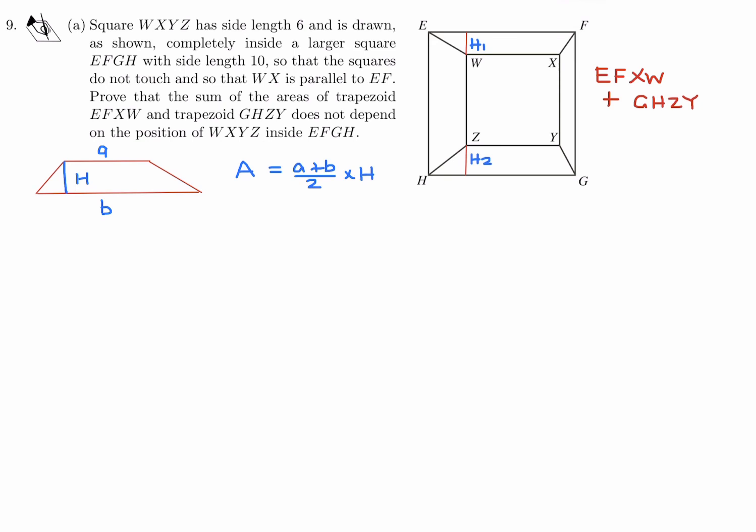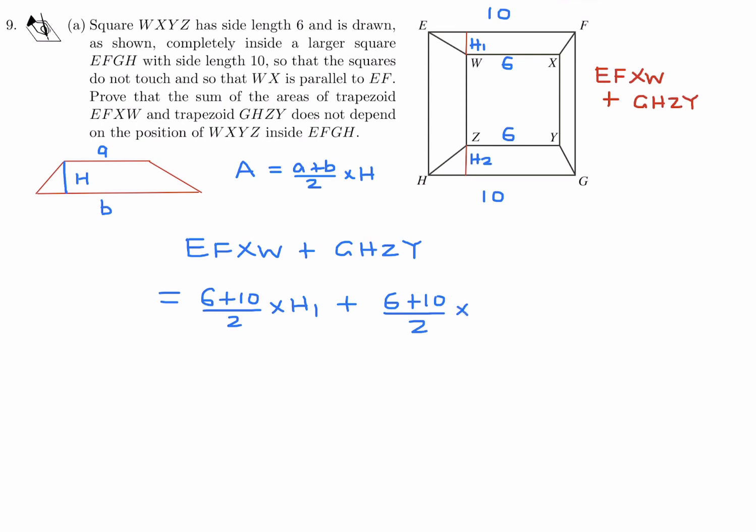So let's label what we can. We know that this big square has a side length of 10, and the small square has a side length of 6. All right, so let's figure out the areas now. EFXW plus GHZY. The first one, it's going to be 6 plus 10 divided by 2 times H1. And the second one, also 6 plus 10 divided by 2 times H2.